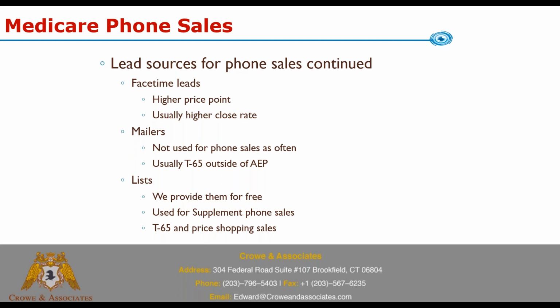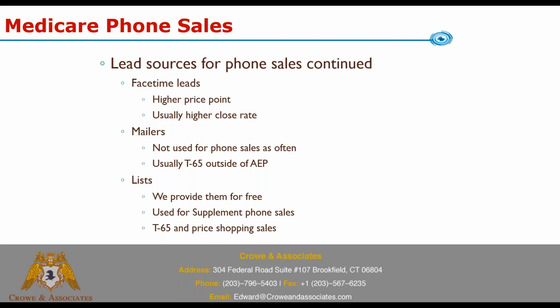Lists are often used for supplement phone sales, either T65 lists to get people on supplements turning 65, or maybe more often people who are just trying to beat price on existing supplement prospects.